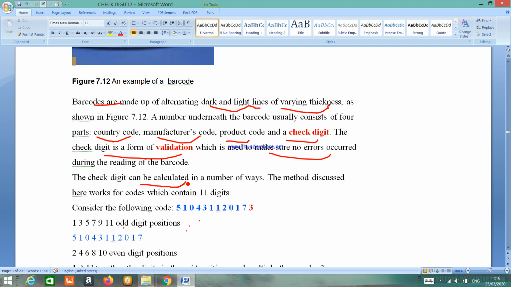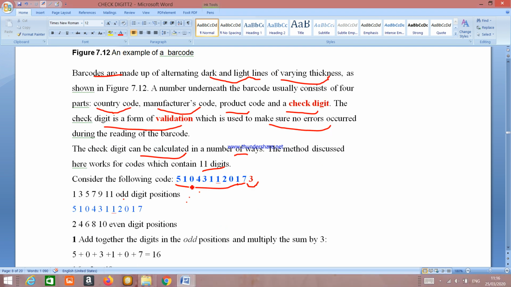So check digit can be calculated in a number of ways. There are different algorithms. Earlier we have looked at modulus 11 and other methods. Now in this case, another method is being used. We have 11 digits, and at the back we have the check digit. Now remember, this one is position 1, this is position 2, this is position 3, and it goes like this. So the odd positions are 1, 3, 5, 7, 9, and 11.